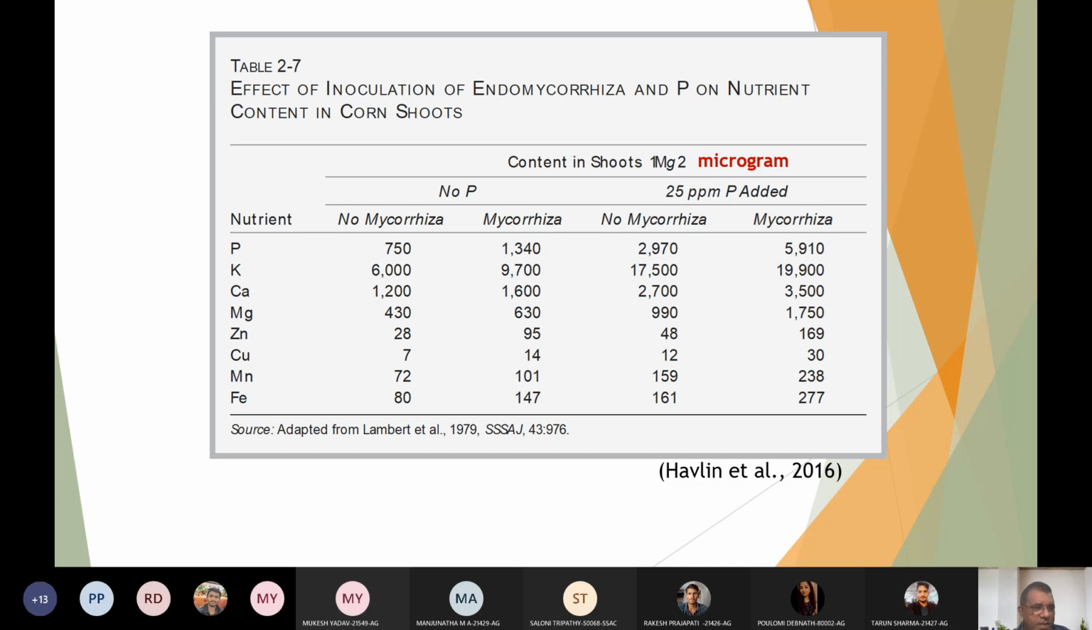See the case of potassium. From 6,000, it has become 9,700 under no P application. And then when P was applied, from 17,000 to 19,000. So you can go through it and you will find that in either case, it is increasing the concentration of nutrients in the plant tissues.